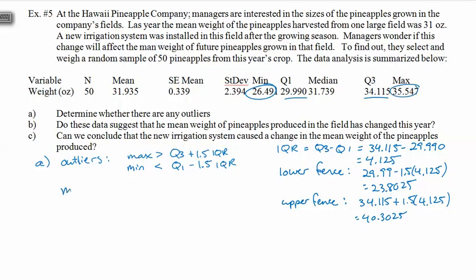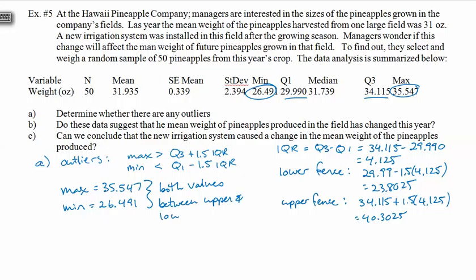Now our max and our minimum are those two values. And so our max equals 35.547 and our min equals 26.491. And if we compare those to our fences, both values are between the upper and lower fence, so we have no outliers.